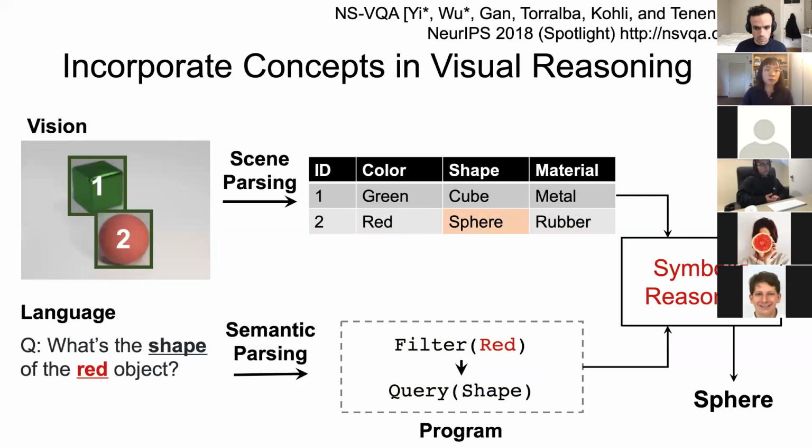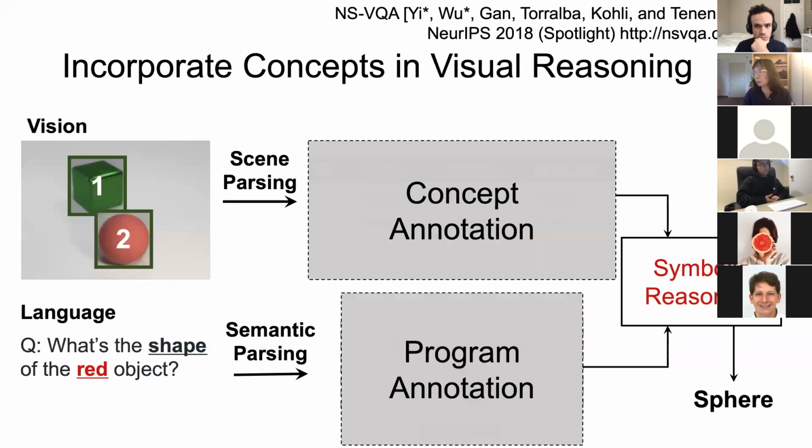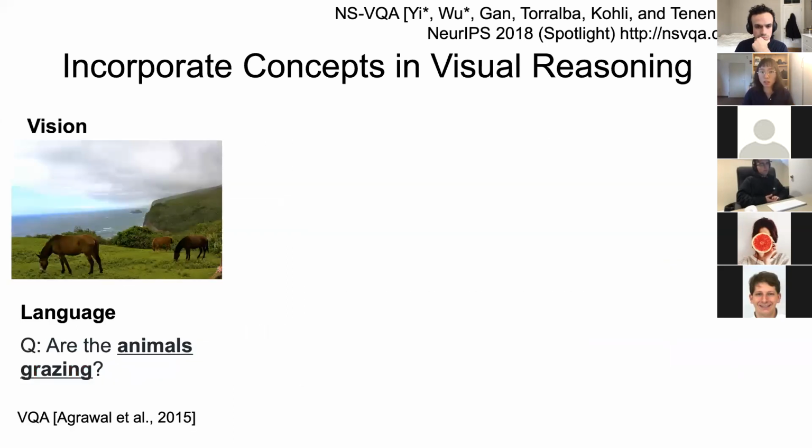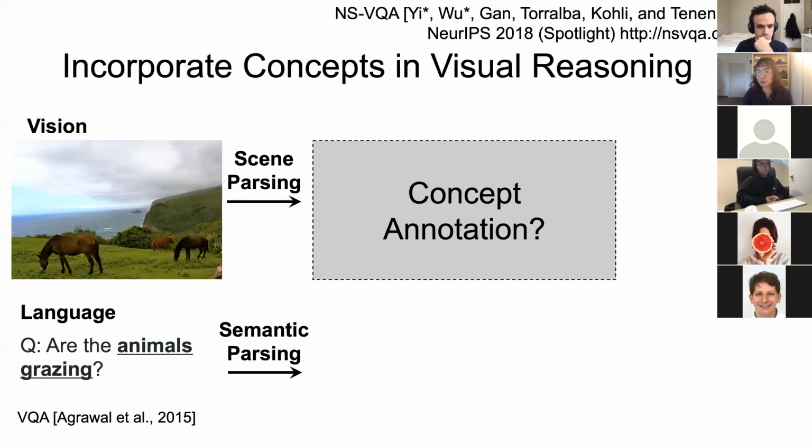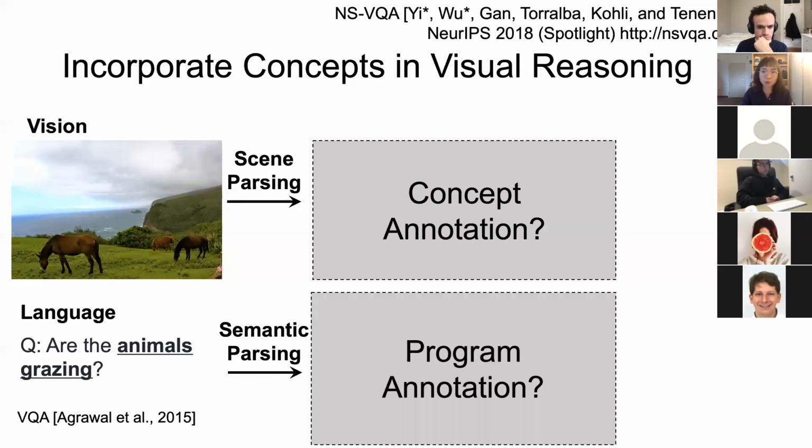So I want to mention that during training, we need annotations for both visual concepts as well as these programs. This somehow restricts its application to real-world scenarios, where neither concept annotation for natural images nor program annotation for natural language questions could be easily obtained. In this specific case, if I'm asking you, are animals grazing? Then if you want to have this NSVK framework to answer this question, you need very fine-grained annotations for visual concepts, such as not only animals or horses, but also what does it mean by grazing?